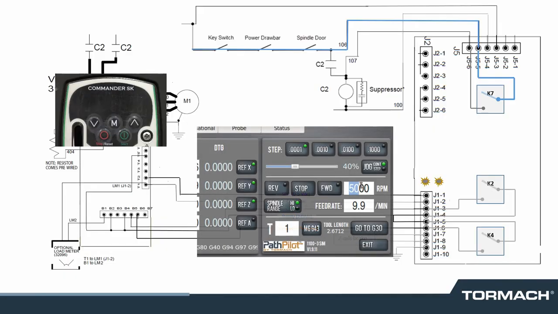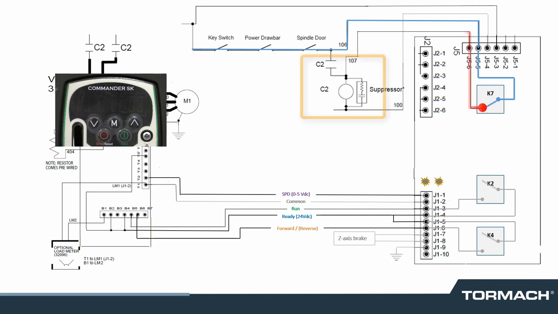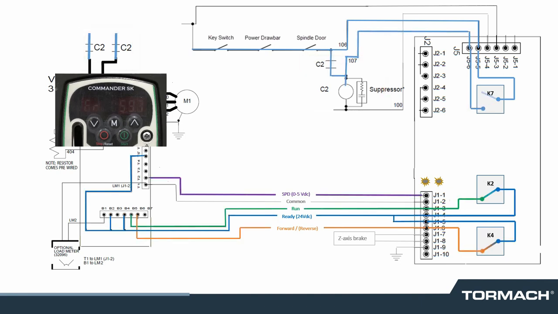To start the spindle in path pilot, set the RPM to 1000 and click forward. The machine control board energizes the C2 contactor, which powers the VFD. The machine control board commands the spindle to rotate forward at 1000 RPM.